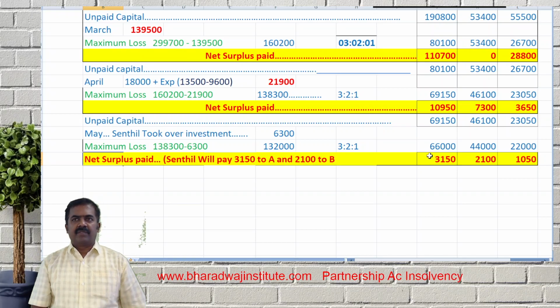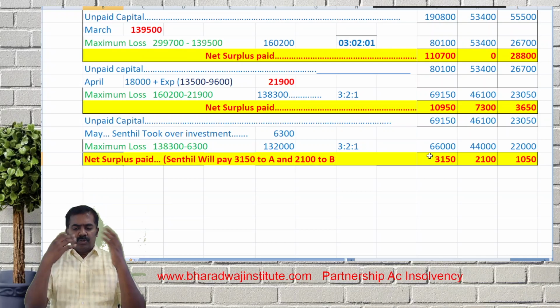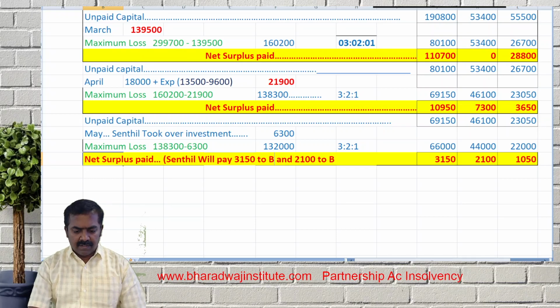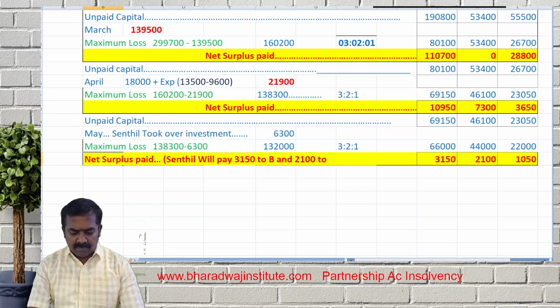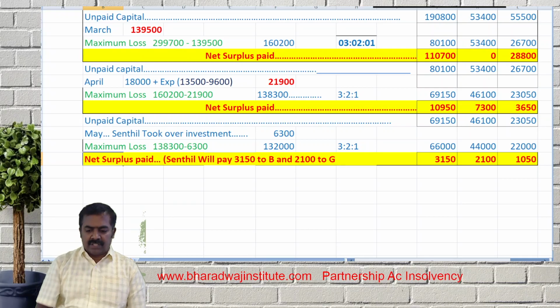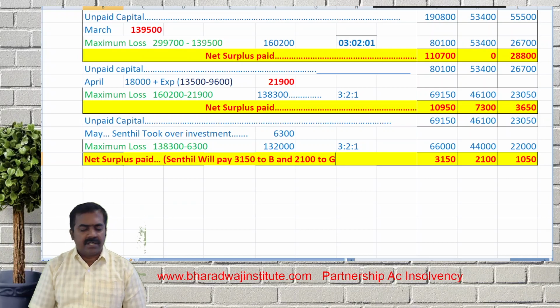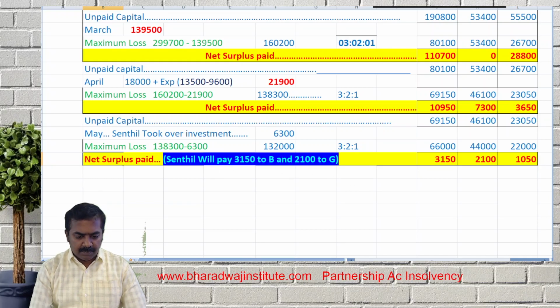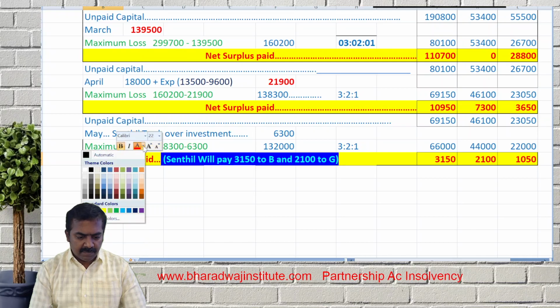For example, let us see I am Senthil. You are Babu and Ganesh. My share in that investment is only 1,050. I have to pay your share 3,150. Other party share how much? 2,100. Here the firm will not pay. Who will pay? Senthil has to pay, because the investment was taken over by Senthil.